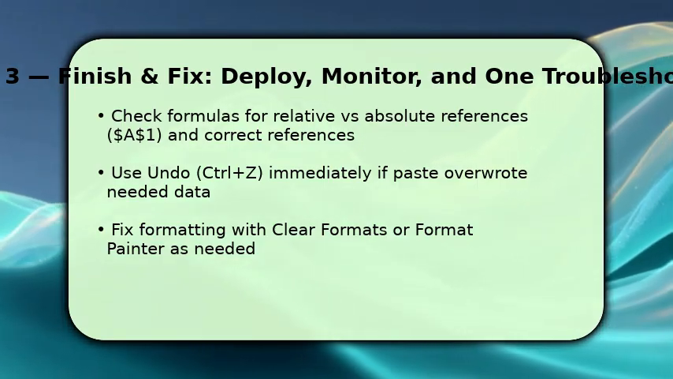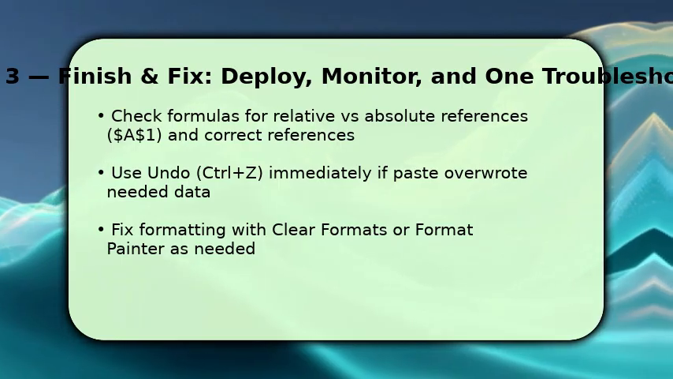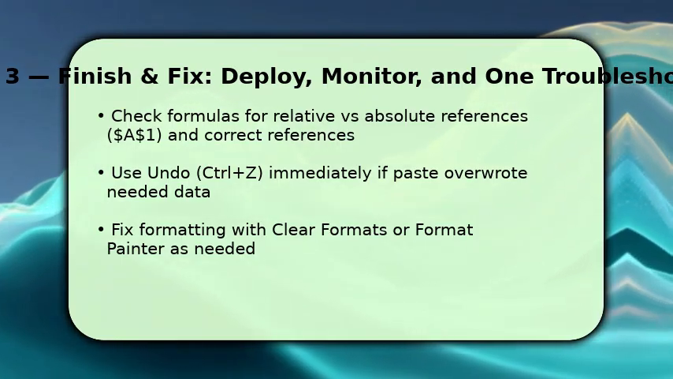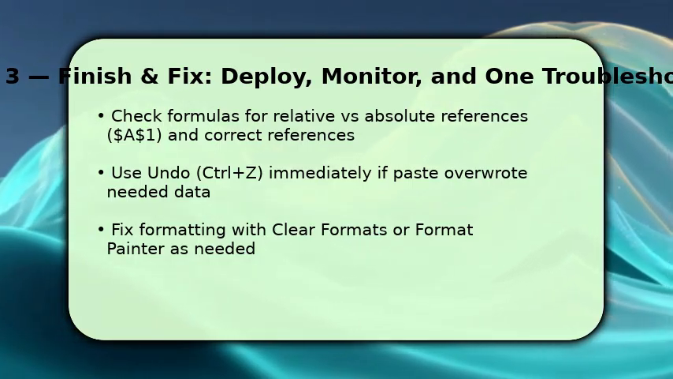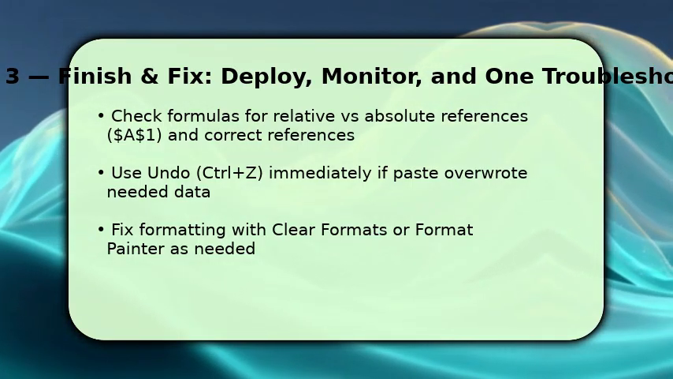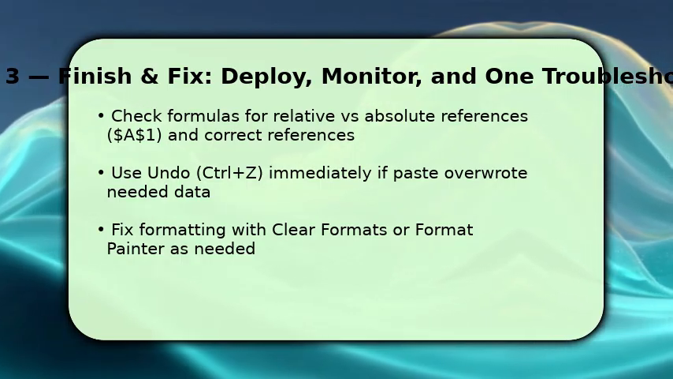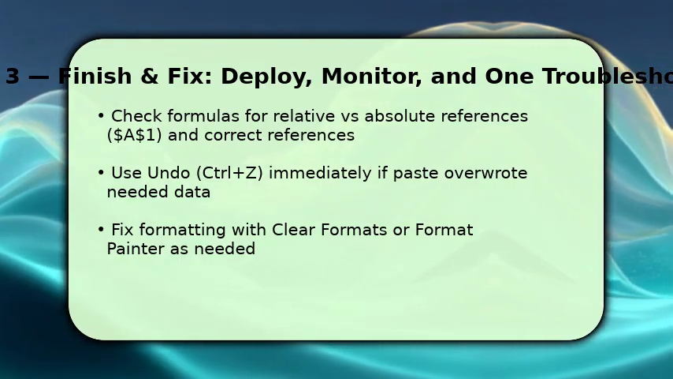To finish, inspect pasted cells so formulas and formatting behave as expected. You must verify relative versus absolute references, $A$1 stays fixed, while A1 moves, and update links if they point to the wrong sheet. If something went wrong, press Ctrl plus Z right away to undo the paste, then adjust your selection or use Paste Special values.